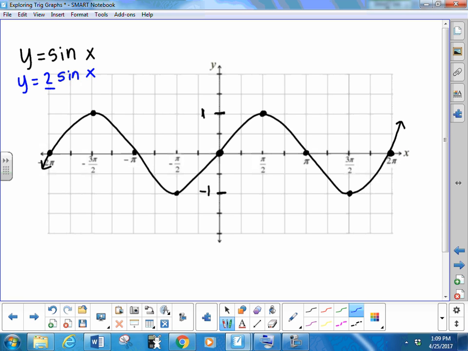So I start here at 0. What is 0 times 2? I'm looking at this point. It's at 1. What's 1 times 2? So we'll go up to 2. 0 times 2 is 0. What is negative 1 multiplied by 2?